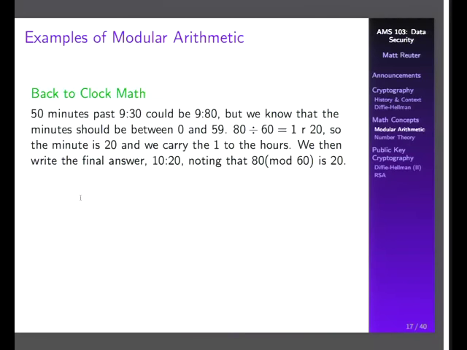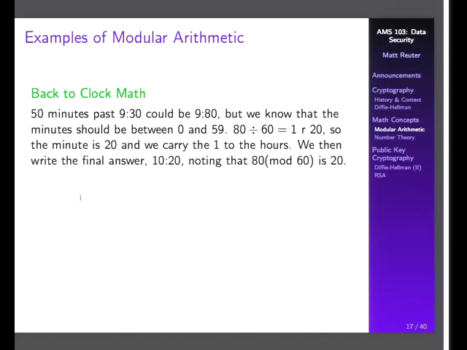But let's think back to our clock math first to sort of see how this works. So we had the example that 50 minutes past 9:30. Well, maybe if we were just to add the minutes, we would get 9:80. If I were to tell you the time is 9:80, you're going to look at me like I'd gone round the bend more than usual. Because what we know is that, well, that minutes digit shouldn't be 80. That's weird. That's unconventional. We know it should be between 0 and 59.